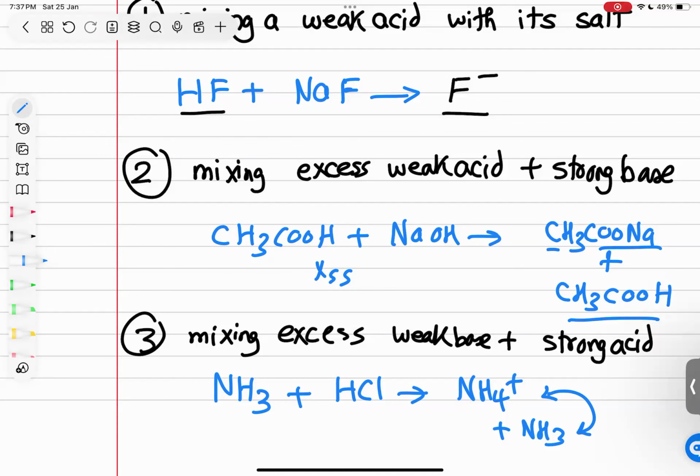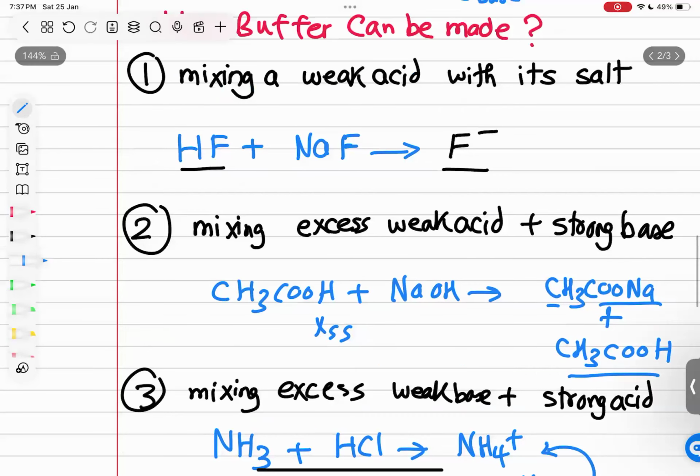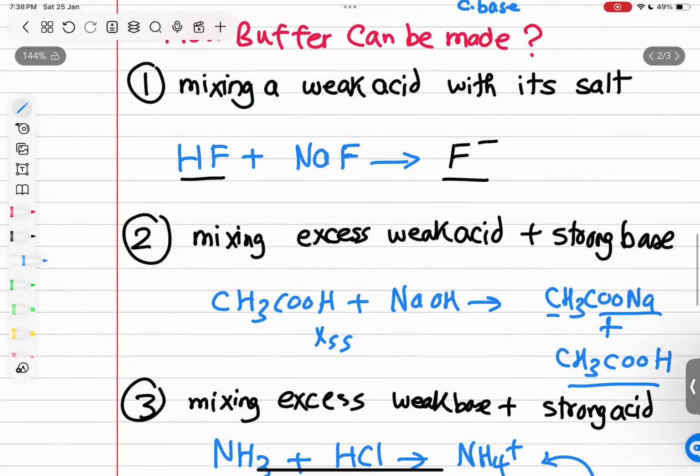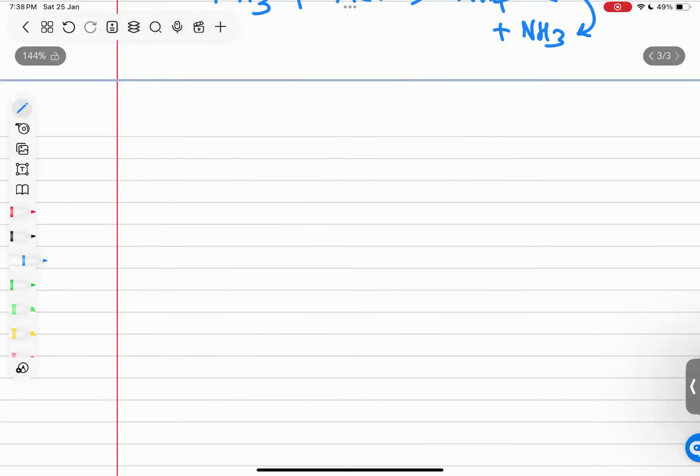So these are the three methods of preparation, of formation of the buffer. So let's see some examples on that.